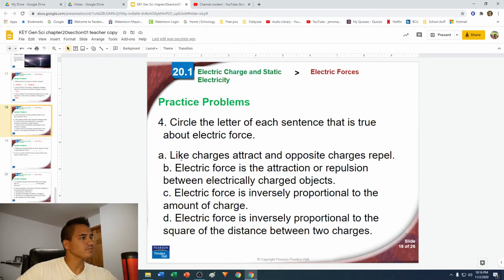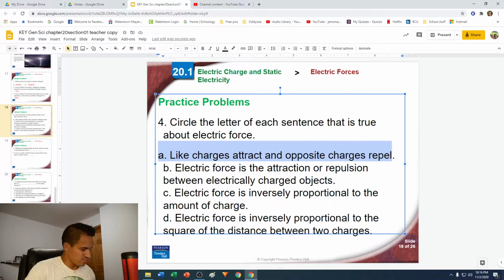So, number 4, circle the letter of each sentence that is true about electric force. Letter A, like charges attract and opposite charges repel. All right, so this is not true. It's opposite, right? So opposite charges attract and like charges would repel, at least from the notes. So we know that it is not letter A.